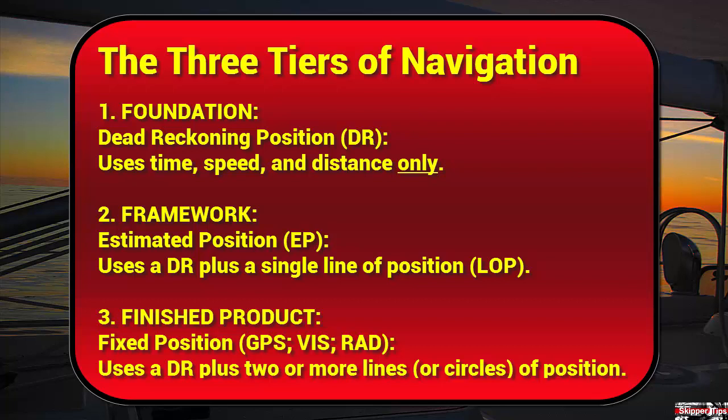The final part of this three-tier structure will be the fixed position, which consists of two or more lines of position or circles of position. Your GPS gives you two lines of position, latitude and longitude, or you could take two or more visual objects, or in the case of radar, you can take two or more circles of position to find your location on a nautical or electronic chart. Today we're going to talk about the mid part of our three-tier structure, or the estimated position.